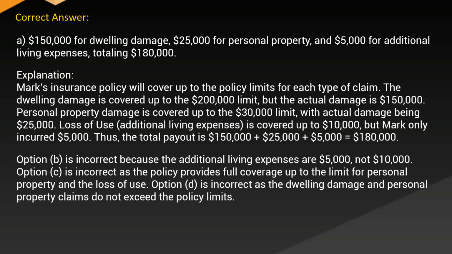Option B is incorrect because the additional living expenses are $5,000, not $10,000. Option C is incorrect as the policy provides full coverage up to the limit for personal property and the loss of use. Option D is incorrect as the dwelling damage and personal property claims do not exceed the policy limits.